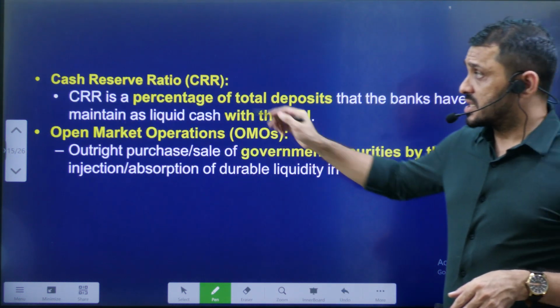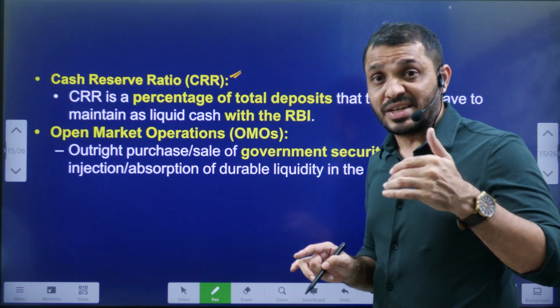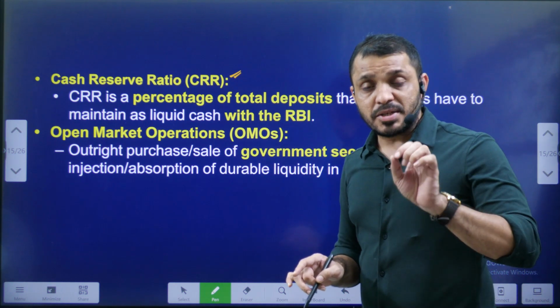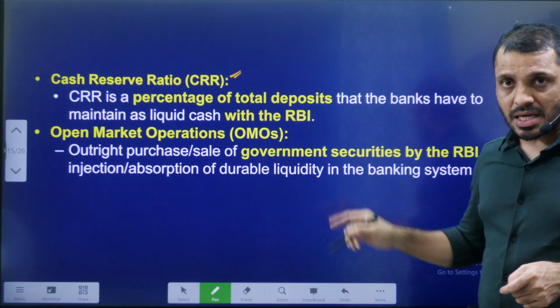Okay. Next, cash reserve ratio. It is the percentage of cash in liquid form, that means liquid cash, not gold, not government securities. The percentage of cash a bank has to maintain with RBI is known as CRR.